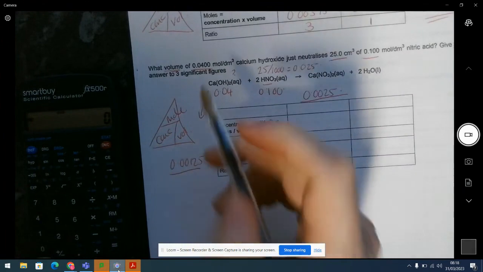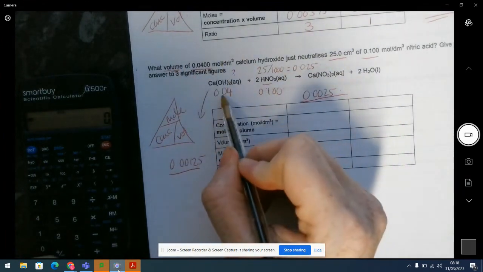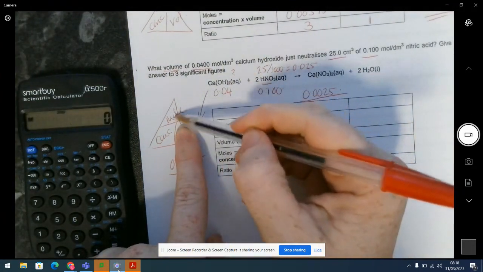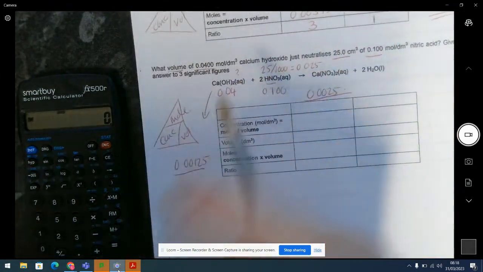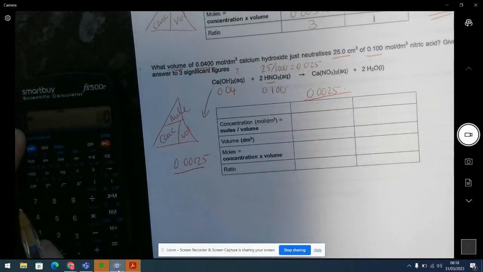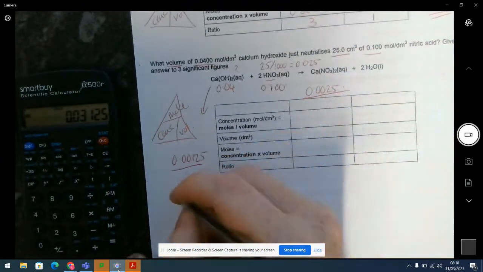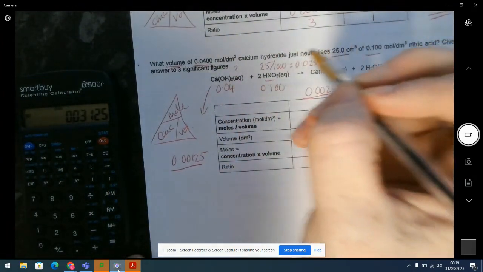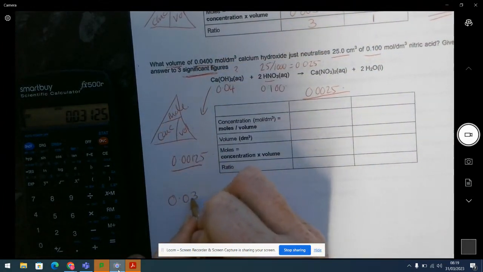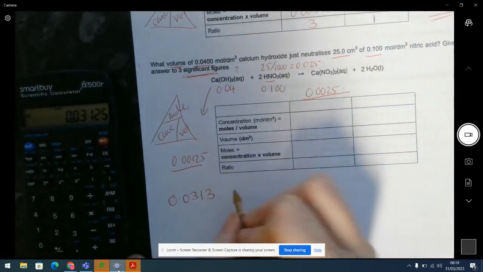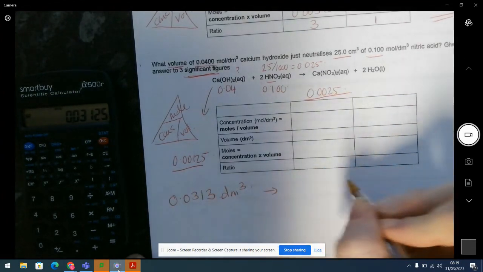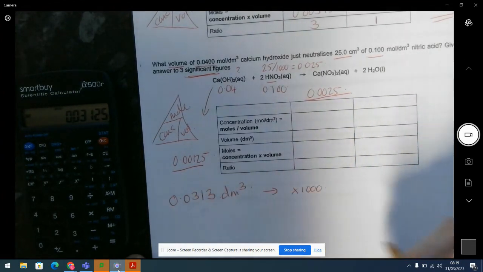So this is my moles. I'm being asked to calculate the volume. I have my concentration value from the question. So I cover over volume and I do moles divided by concentration. So my moles value 0.00125 divided by 0.04 gives me a volume, and I've got to do this to 3 significant figures of 0.0313. Again, this is in decimeters cubed. And if I had to then convert it into centimeters cubed, I would just times by 1,000.